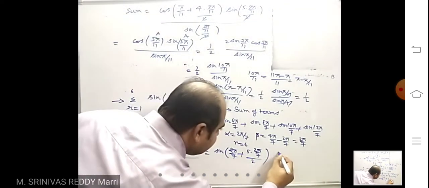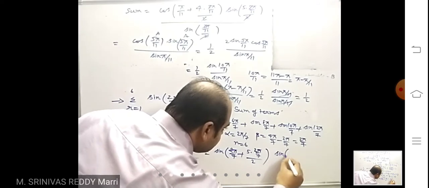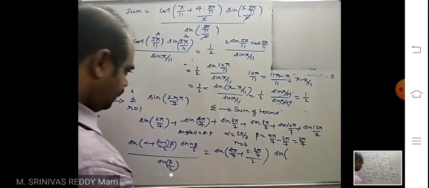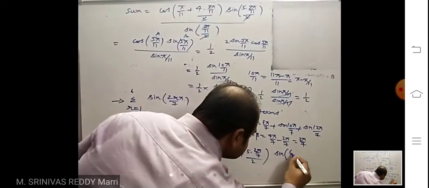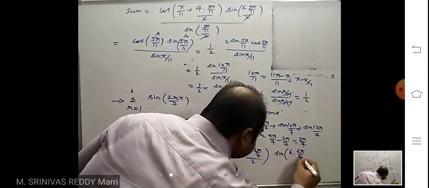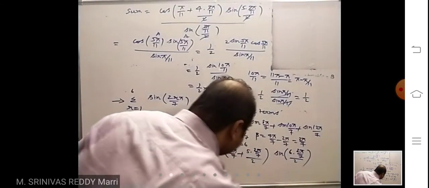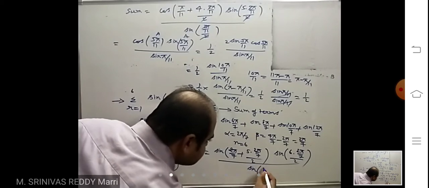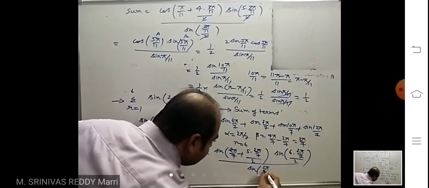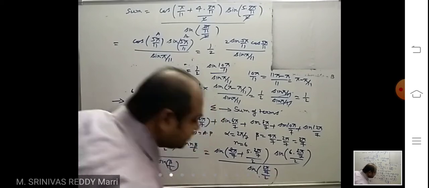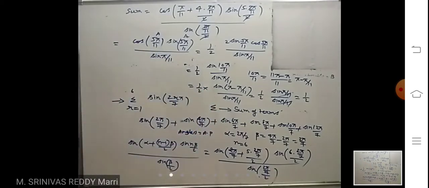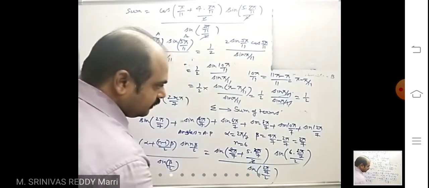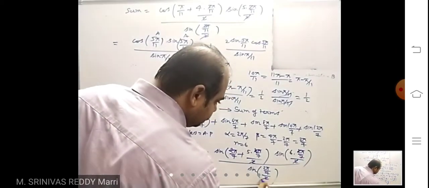Into sine of n into beta by 2. So n is 6, into, substitute in place of beta, divided by 2, divided by sine of 2 pi by 7 divided by 2. Just substitute in that rule. Now what will you get here? 2 cancels, 2 cancels.